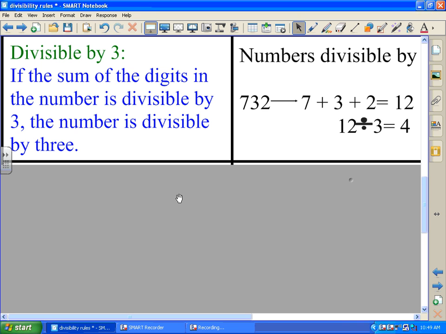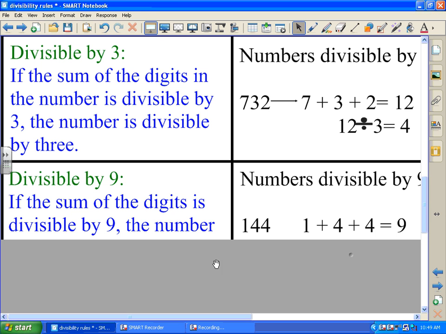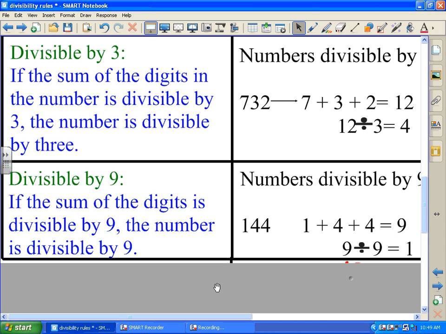Now, the next number that follows the same pattern is the number 9. So now we're going to look at the divisibility rule for 9. Okay? So the rule for 9 follows the same pattern. It's just a different rule.